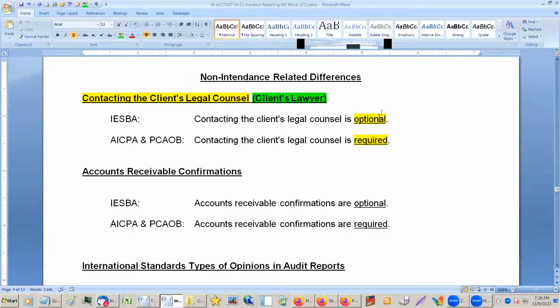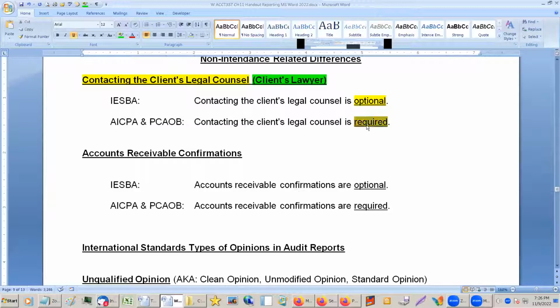It's optional for international firms. It's required for the US. Anyone know why? There's actually a really good reason why in the US you have to talk to their lawyer, whereas in other countries you don't. What's different about the US than other countries? Legally.